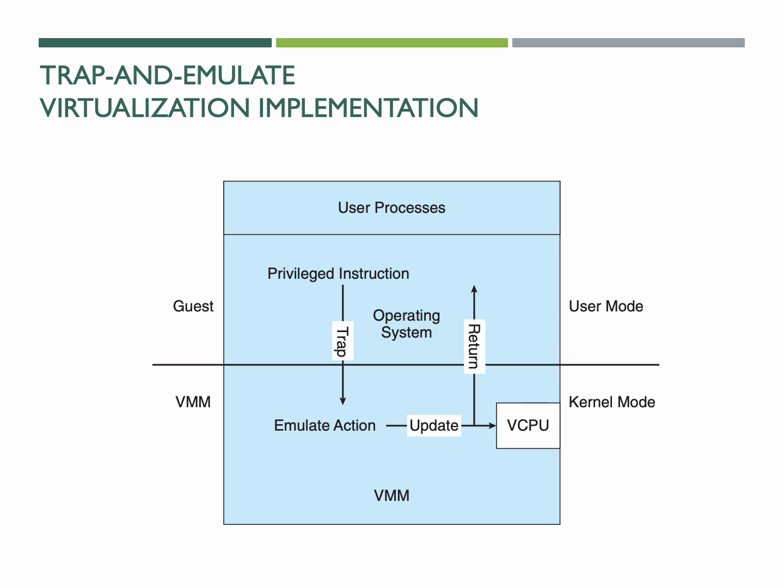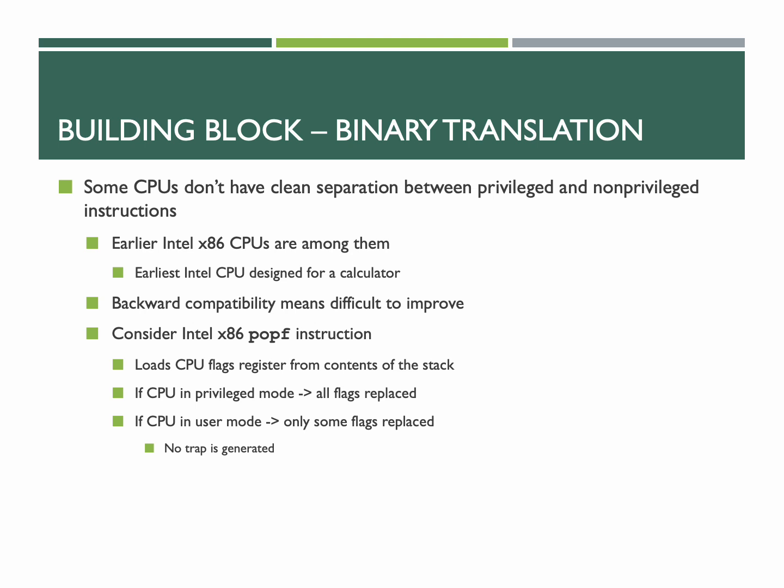Once the emulation is complete, the VMM updates the virtual CPU state to reflect the outcome of the emulated instruction, maintaining the illusion for the guest operating system that it has executed a kernel mode operation. After the emulation and state update, control is returned to the guest operating system, allowing user processes to continue operation as if the privileged instruction was executed normally.